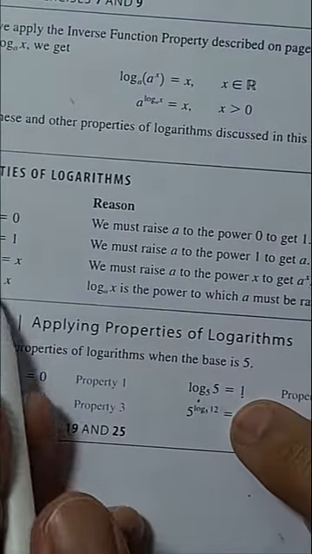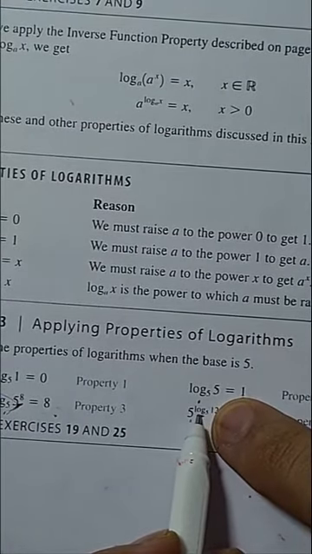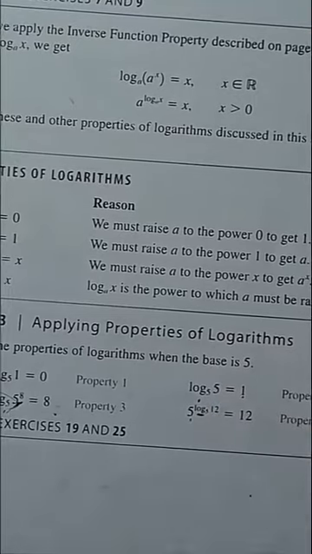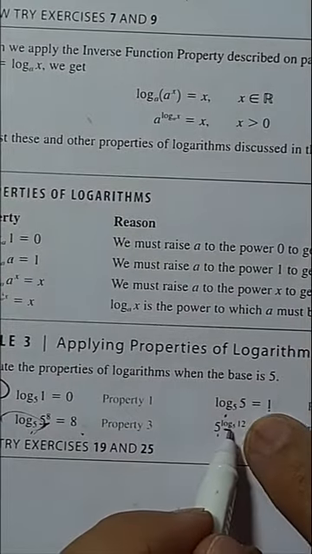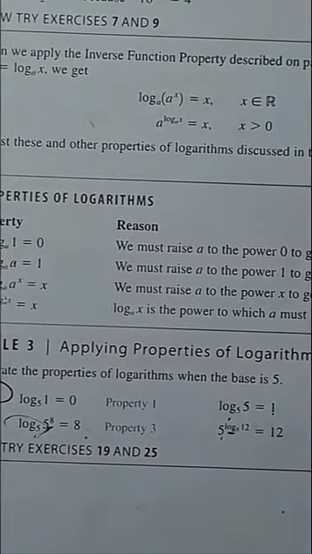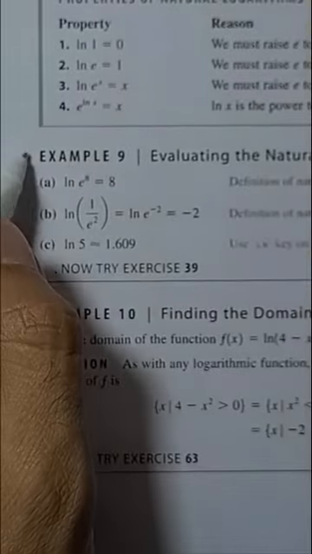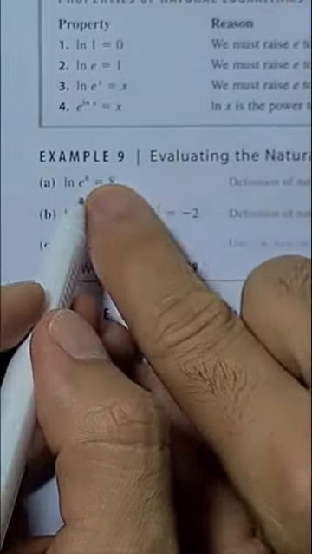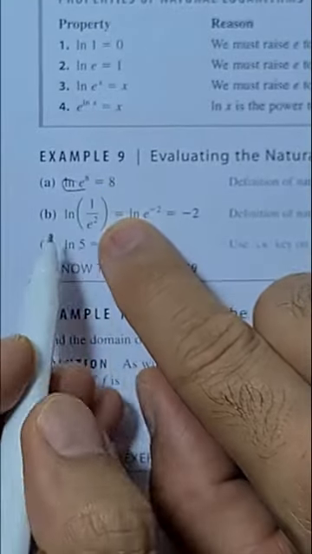How about this example? Property number 3. Exponential and logarithmic eliminate each other, as I did for you. For example, here you have two logs and they cancel each other, so I will get 12. How about the examples on the property of ln? You can check page 120, the first example: e and ln eliminate each other, just 8 remains.